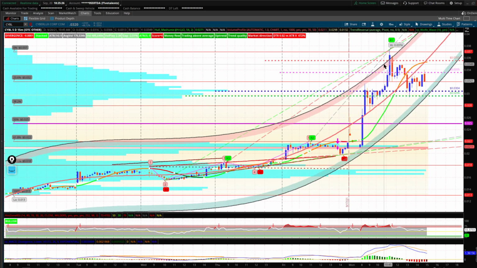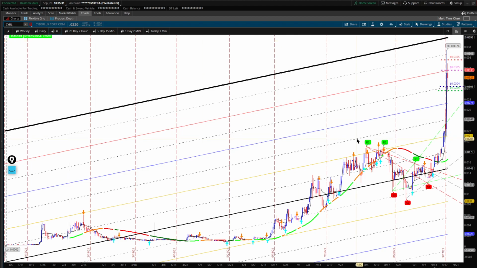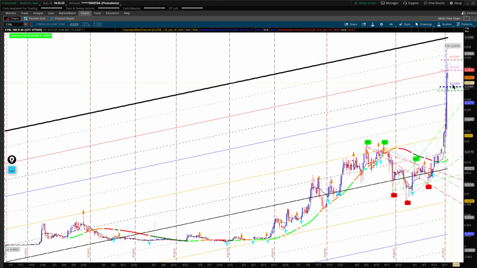Again, these are support and resistance lines that I made from the deviations right here throughout the day. And look at where we pretty much bounced. We bounced right off of that green line that was made from the daily chart for support. And then we tested this resistance. We came up over the resistance here for the daily resistance, and we came close to that.